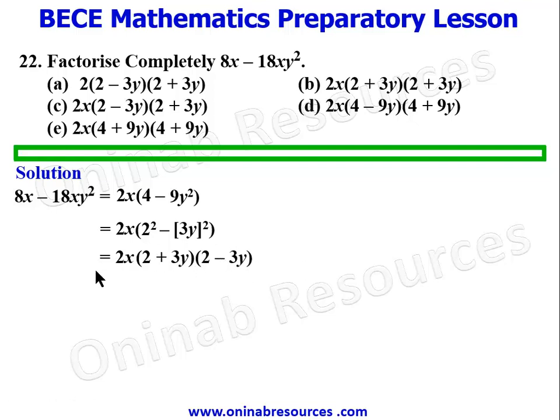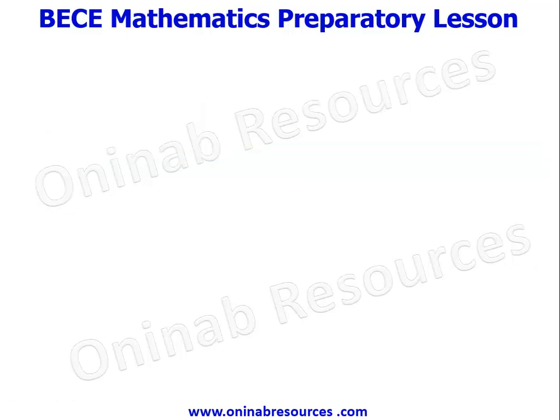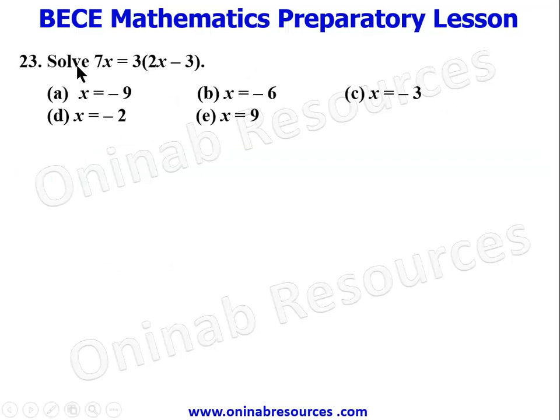With this, we have completely factorized this, and we look for the option. 2x is not here. Oh, this is positive, positive. No, this is option C. That's option C, and that's the end of solution to problem 22. We go to problem 23.